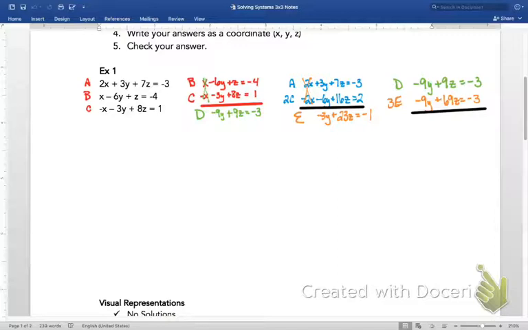Now, what do I need to do to get the y's to cancel? I need to subtract, or I need to change every sign on the bottom side. So it's going to be a plus, it's going to be a minus, and it's going to be a plus. So now the 9y's go away. I'm looking at 78z equal to 0.